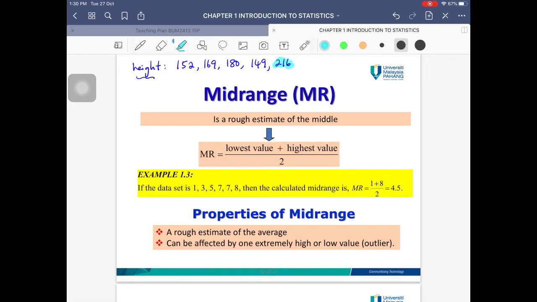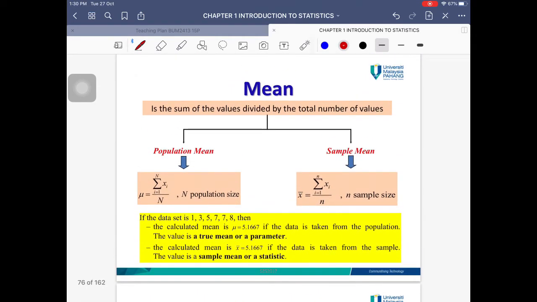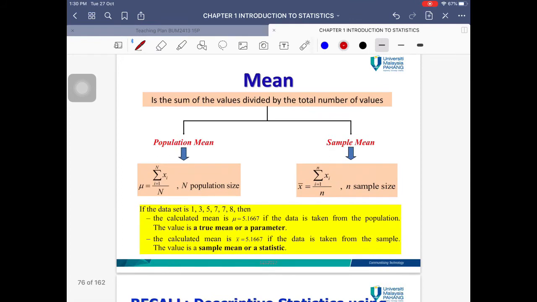So that's why when we have outliers in our data set, a value that could be very low or very high compared to the rest of the data, you might not want to use mid-range. Mid-range is not a good way to represent the center of the data. So be careful. If you come across values like this, consider using anything else aside from mid-range. It could be mean, it could be median, and so on.